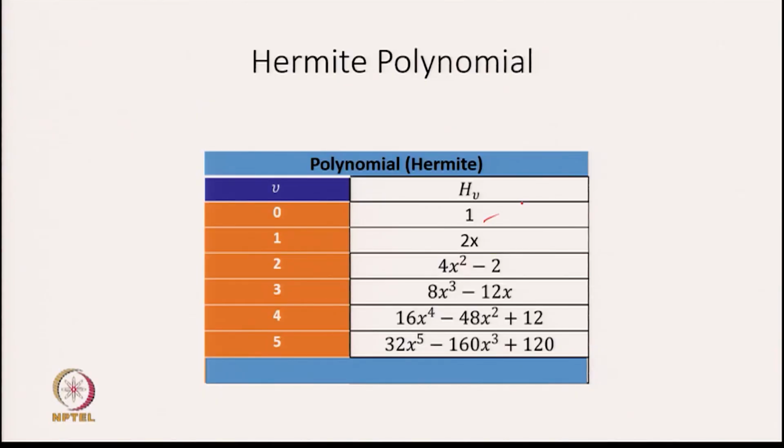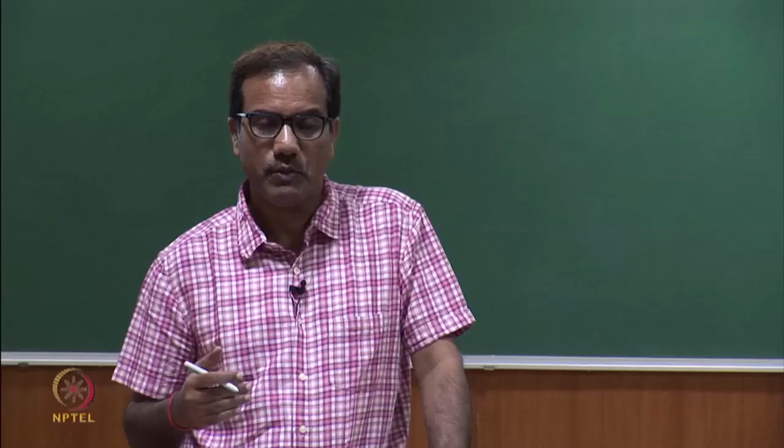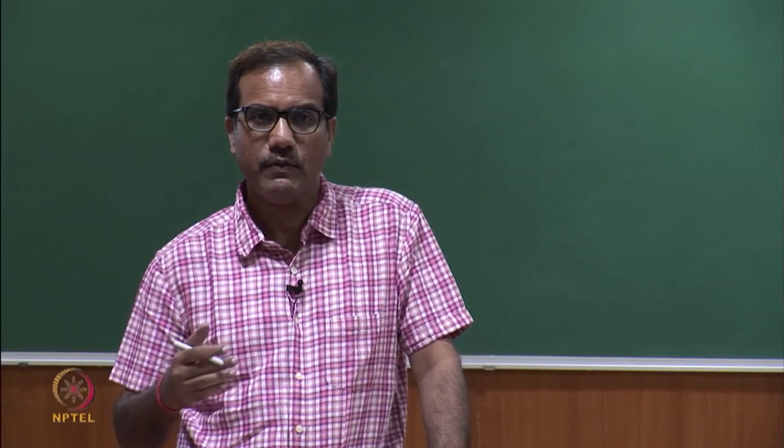So, when V is equal to 0, the Hermite polynomial is 1. When V is equal to 1, the Hermite polynomial is 2x. When V is equal to 2, the Hermite polynomial is 4x square minus 2. And when V is equal to 3, your Hermite polynomial is 8x cube minus 12x, and similarly you have different Hermite polynomials for different values of V.